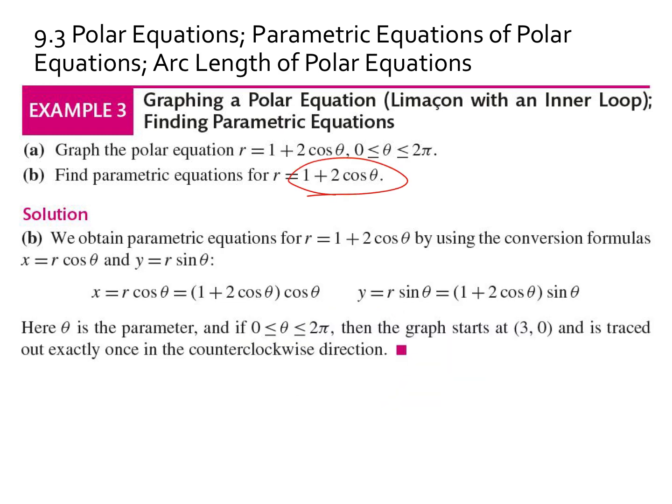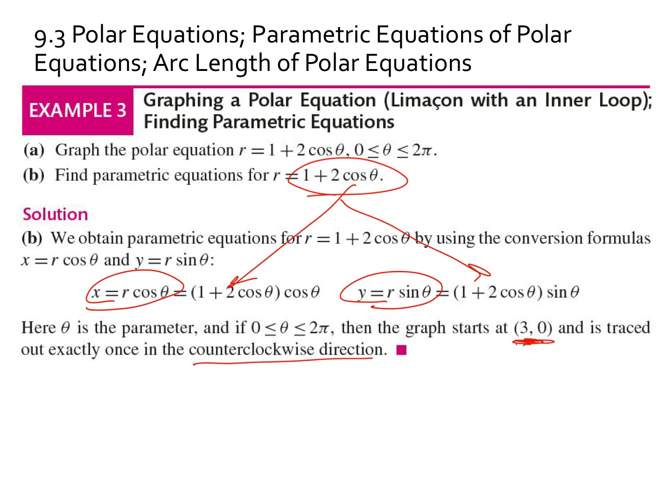Again, we have our r. We know x is r cosine, put that in for r. y is r sine, put that in for r. We started at 3, 0 and it is traced in the counterclockwise direction. This is saying once, because between 0 and 2 pi, sometimes you just double up. You just need to go all the way through pi.